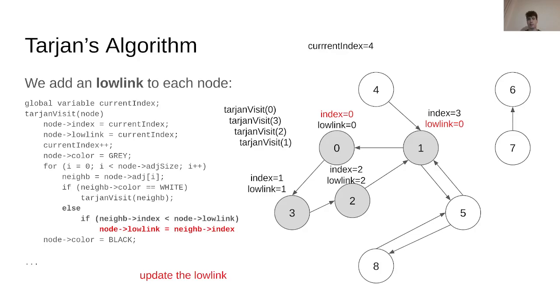Alright, so that's the neighbor 0 doing. Now let's go to 5. 5 has index 4 and low link 4, but we see that 5 has neighbor 1. So we update the low link to its index. So now the low link is 3. And we move on to 8. Here the index and low link are 5 initially, but then we see that we have index 4 as its neighbor, so we update the low link.